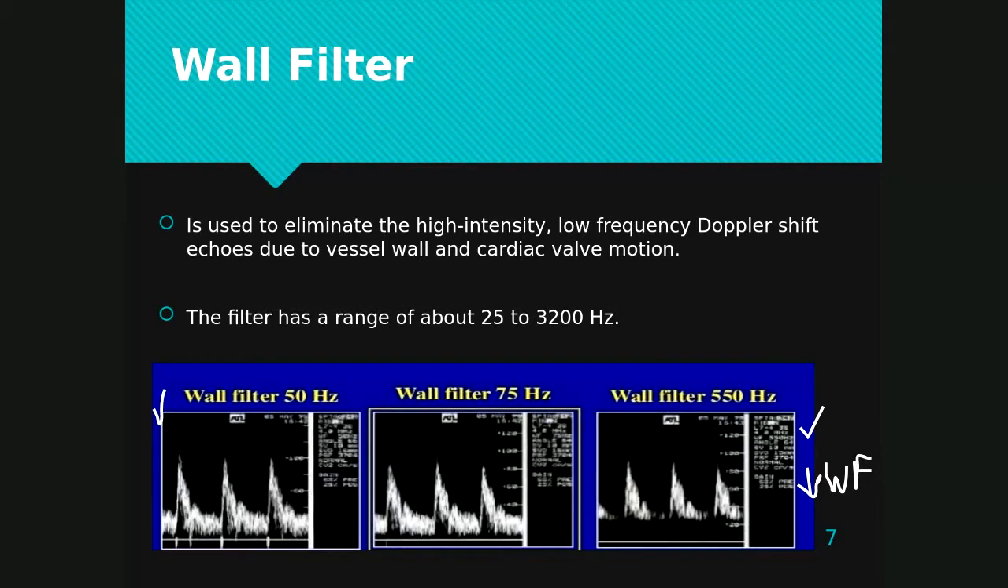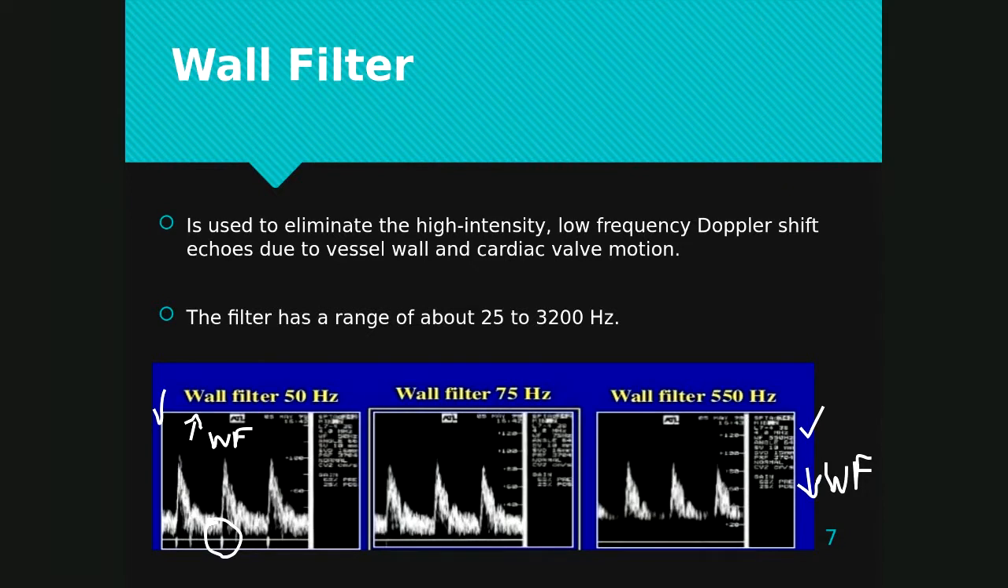If they showed you the picture here on the left, how would you get rid of the clutter? You would increase the wall filter just a little bit, right? We don't want to increase it so much that we eliminate some of the signal. So you're going to get pictures where the controls are not in the proper range, and you have to adjust them until they are.